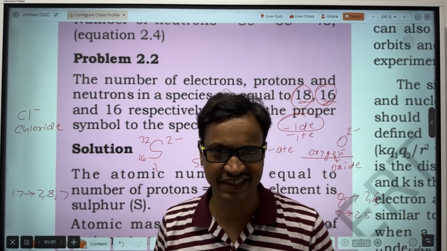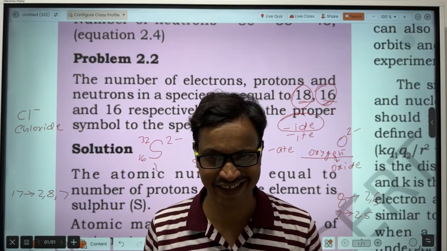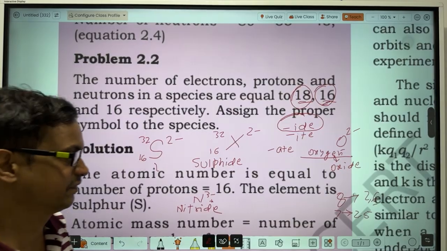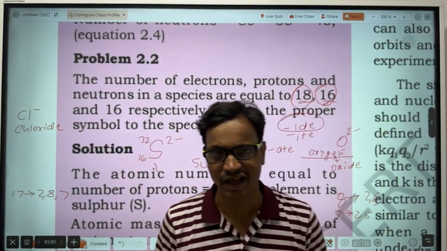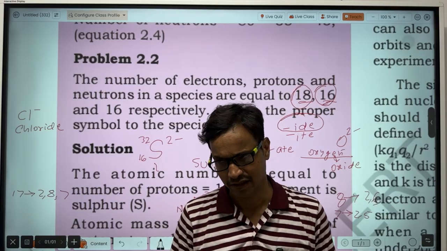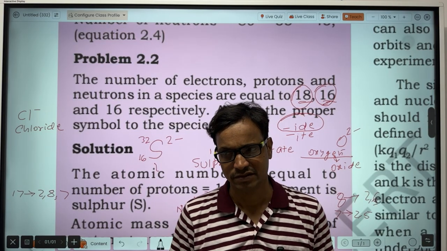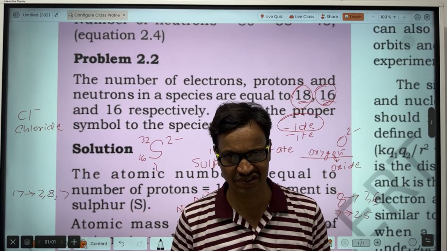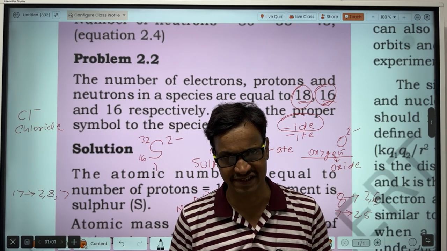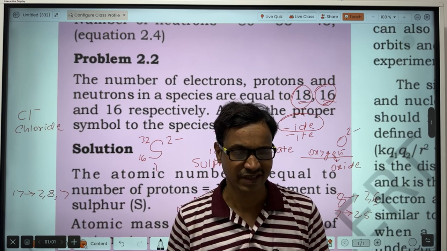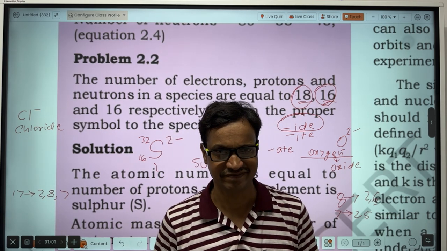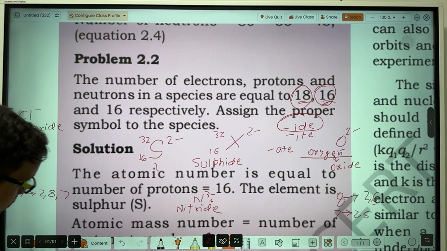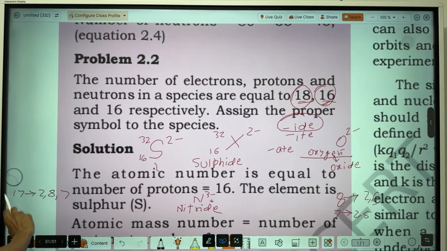Another one is "ite." What's the difference between "ide" and "ite"? When oxygen is combined with that non-metal, and in that case the non-metal shows an oxidation state 2 units less than the maximum oxidation state shown by the elements of that group, then the suffix "ite" is used, like SO3 2 minus. I hope this one is clear. Now I am telling how to write "ite" and when to write it.